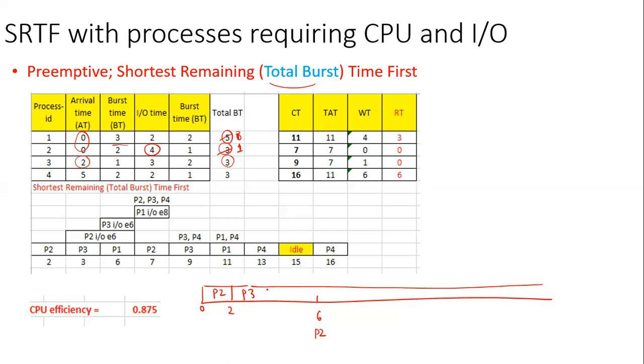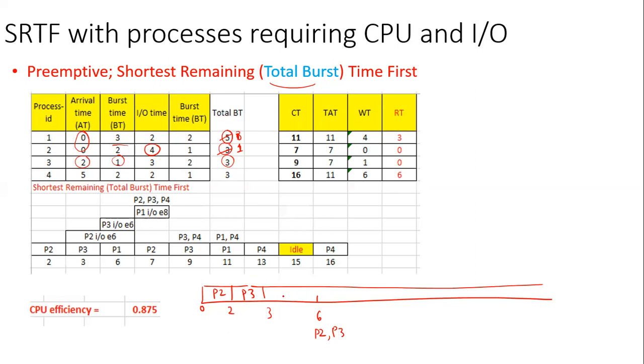So now P3 is 1. That means how much burst time do you require for P3? Only 1. So it's going to finish at 3, and it goes back to the queue again. How much is the IO time? 3. So it's going to come back at 6. Exactly 6. Do you agree with me? Yes. So exactly at 6 it comes back.